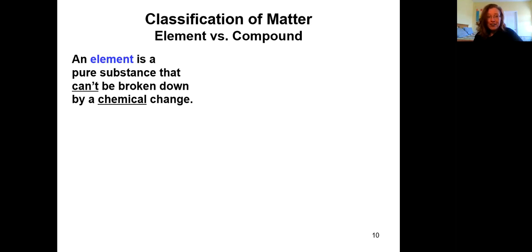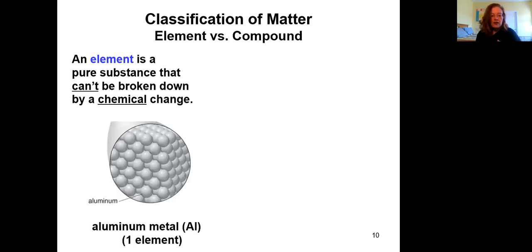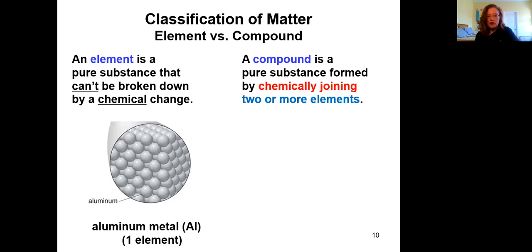They have created these massive, massive instruments, I guess you would say, that can break open the atoms of those elements, and we can see inside of them, but we don't have a way to do that chemically. That is an example. Aluminum metal is an example of another element that you would be familiar with.